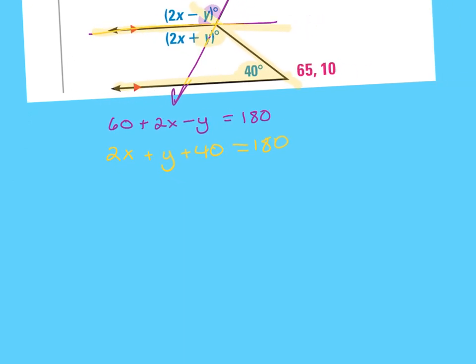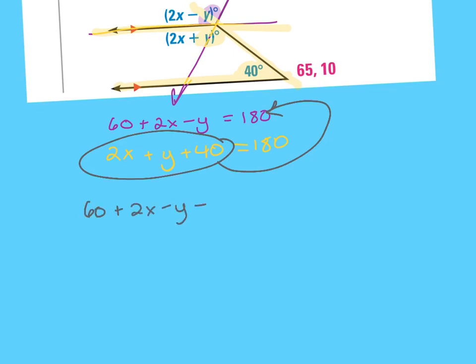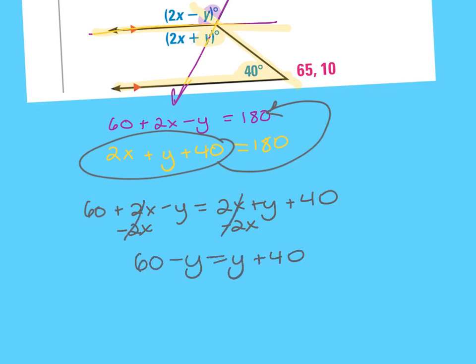So now, if you think about all the properties that we know, if they both equal 180, what can I do with that? You guys are so smart. So set them equal to each other, substitute it in. So 60 plus 2x minus y equals 2x plus y plus 40. Subtract the 2x. And now I'm down to one variable. Without that, you'd have to do a system of equations, but they made it so you could do it this way.